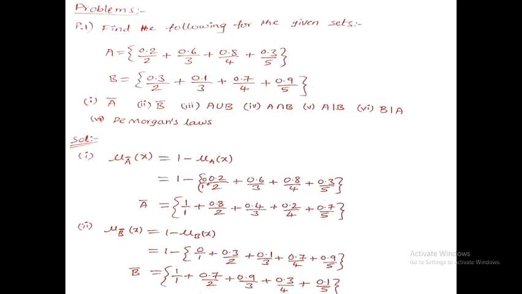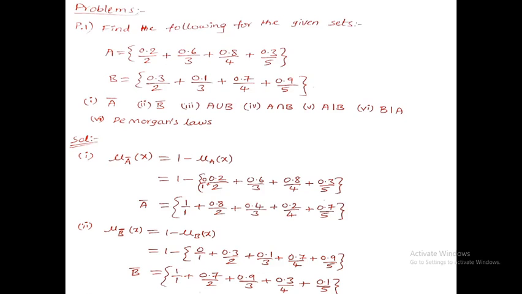So the first question is A bar, that is A complement. In fuzzy functions, mu A bar of x is nothing but, already we have seen this, 1 minus mu A of x. Mu A bar is nothing but A complement, right? Mu A complement of x is equal to 1 minus mu A of x. Already we know the mu A of x function, that is nothing but the given set A. So here it is 1 minus mu A of x, whatever set A is there.